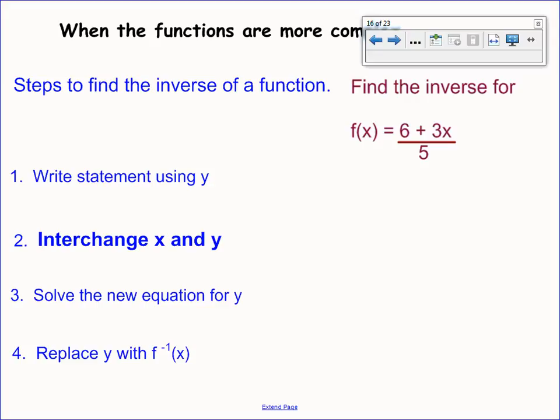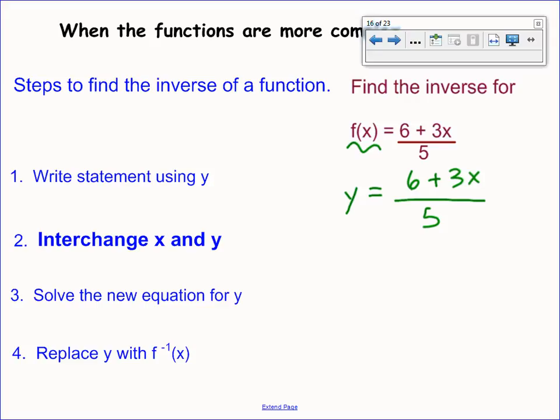And to do this, we'll still invert x and y. It's just now we're not inverting x and y in a point, right? Or on a graph, we're inverting x and y in an equation. So the first thing we do is rewrite the statement using y. Recall that y equals f of x. So I'll simply rewrite my original as y equals 6 plus 3x all over 5.